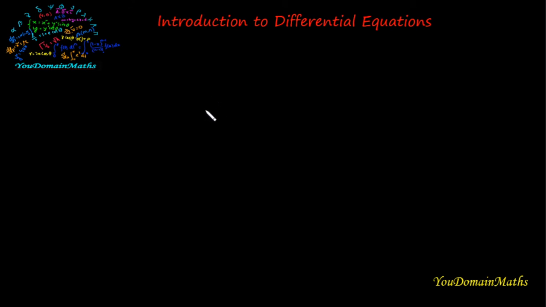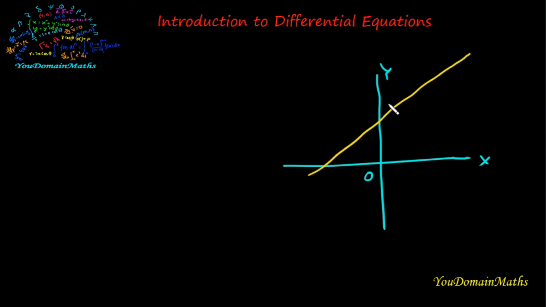Now we will introduce the formulation of a differential equation. We know the definition of a straight line. This is the y-axis and this is the x-axis, where y is the dependent variable and x is the independent variable. This is a straight line. The definition of a straight line is that its slope is constant with respect to the independent variable. That means the change of y with respect to x is always constant.